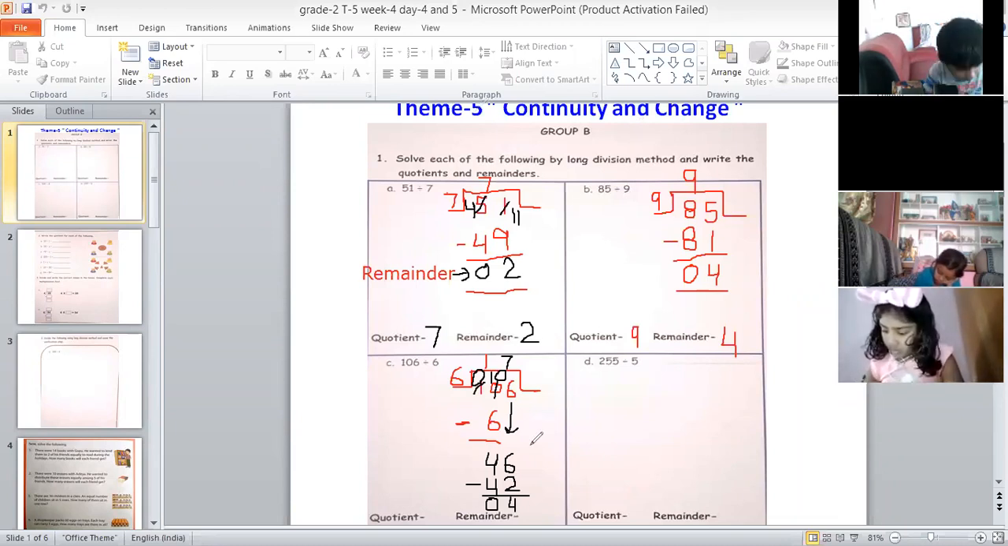I hope till now this is clear to you. Your quotient is 17 and remainder is 4. So you will write that remainder 4 beside the quotient. Okay. Fine. That's correct.